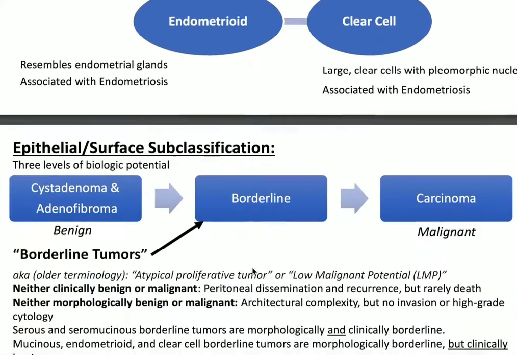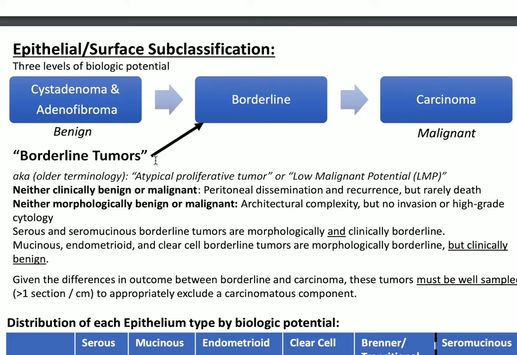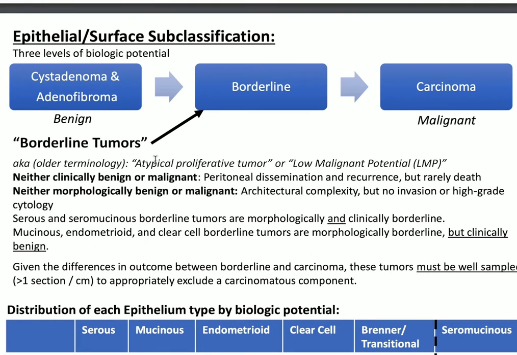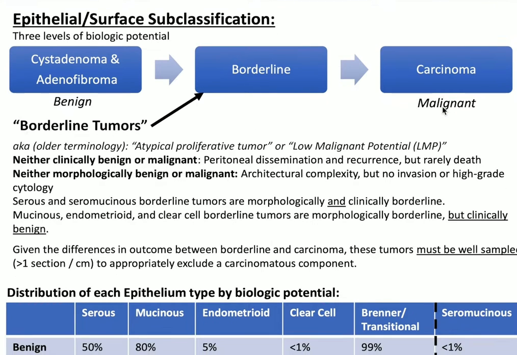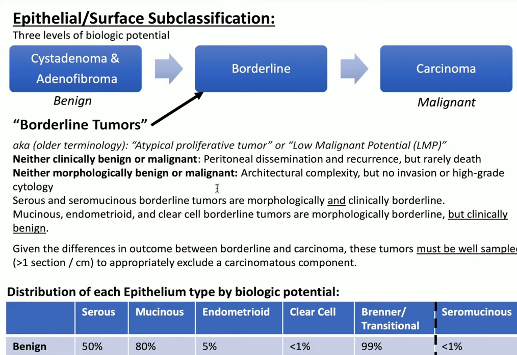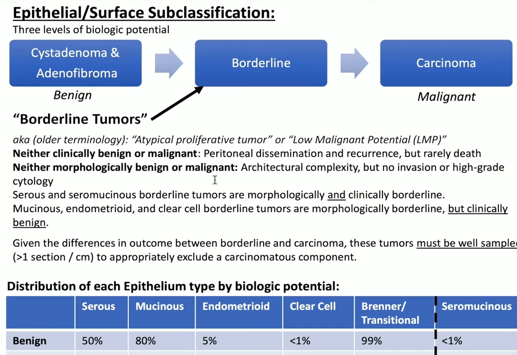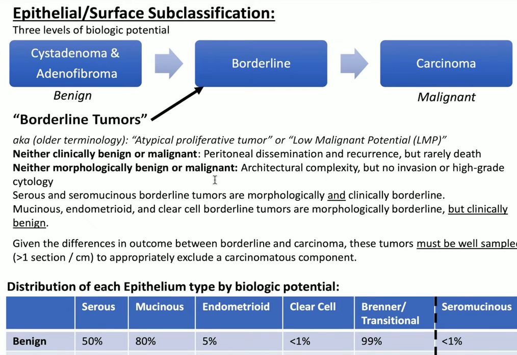And for epithelial surface subclassifications, you can classify them as benign, where they're known as whatever, mucinous, serous, endometrioid, cystadenoma, and adenofibroma if it's fibrotic. Then it's borderline, and if it's frankly malignant, it's carcinoma. Borderline tumors are neither clinically benign nor malignant. And you can have peritoneal dissemination and recurrence, but rarely death. And neither morphologically benign nor malignant. You can have architectural complexity, but no invasion or high-grade cytology.